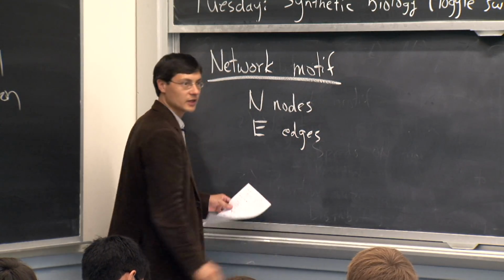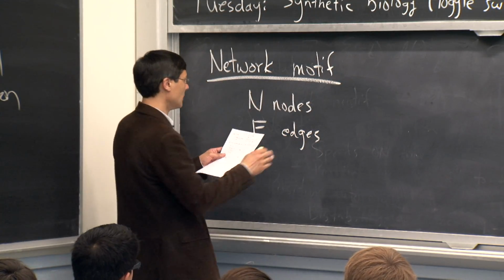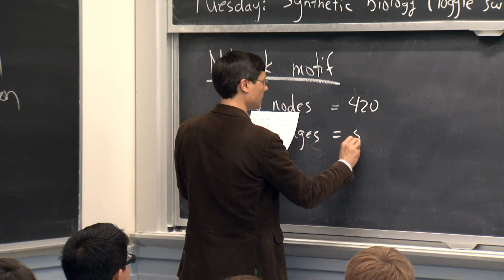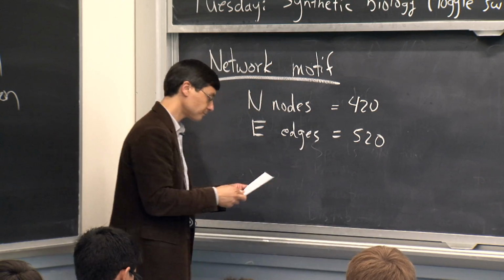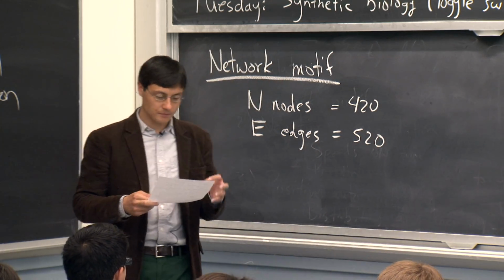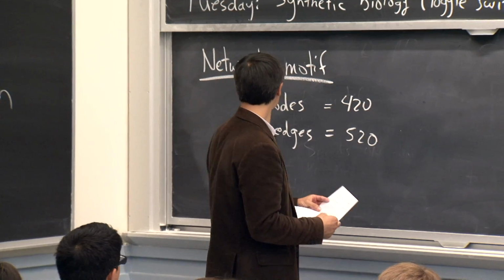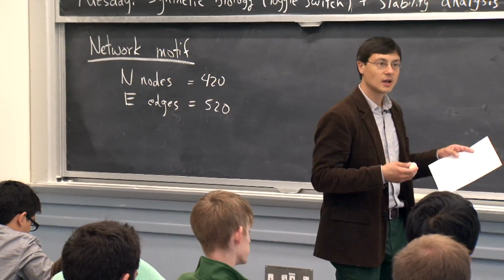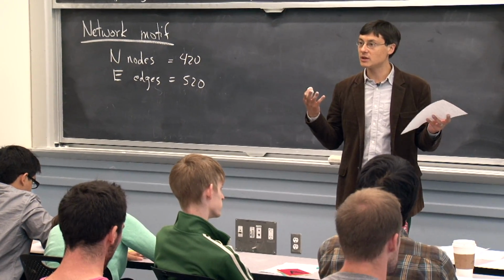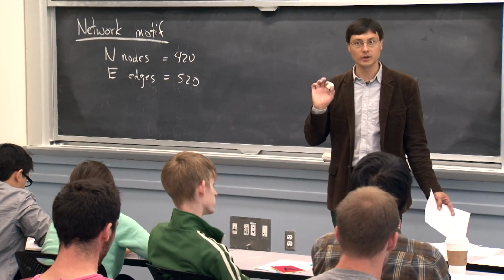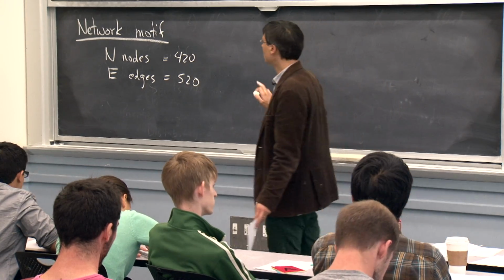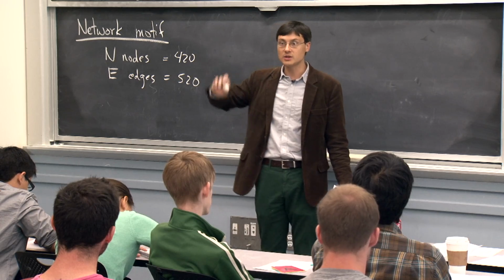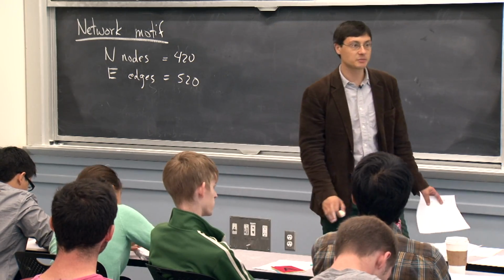And the example that Uri gives in his book, n was 420 and e was 520. All right. Now, there's a basic question: if you have a network with n nodes, and then you have directed edges, right? These are edges that have an arrow pointing on one end. In that case, if you allow self-directed edges, how many possible edges are there?